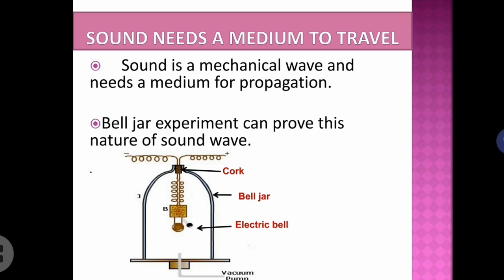In this bell jar experiment, initially there will be air inside the jar. When you switch on the electric bell, we will be able to hear the sound of the bell. But once we start the vacuum pump, the amount of air inside the jar starts decreasing. As the amount of air particles in the jar goes on decreasing, the intensity of sound that we can hear also becomes feeble. At last, at a particular point when there is no air at all inside the jar, we cannot hear any sound at all, even though the bell is working.